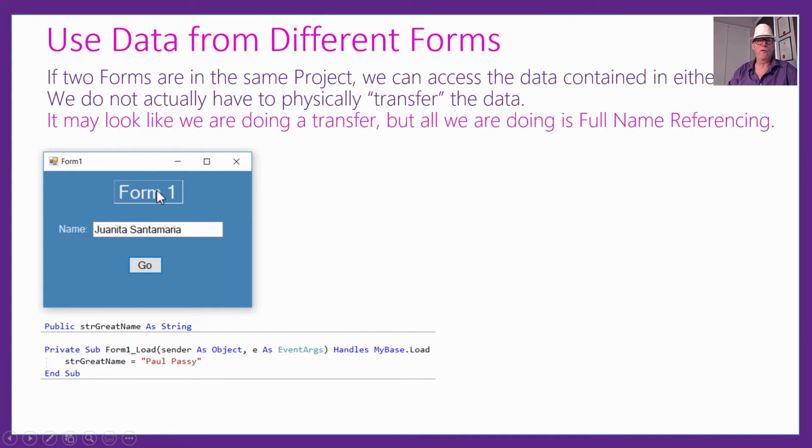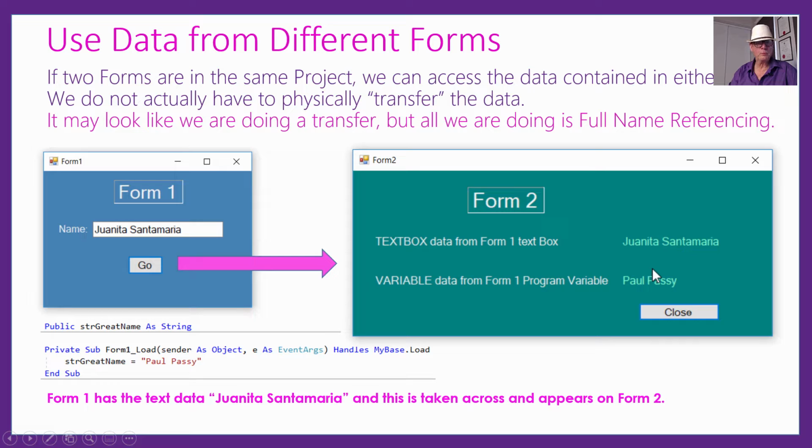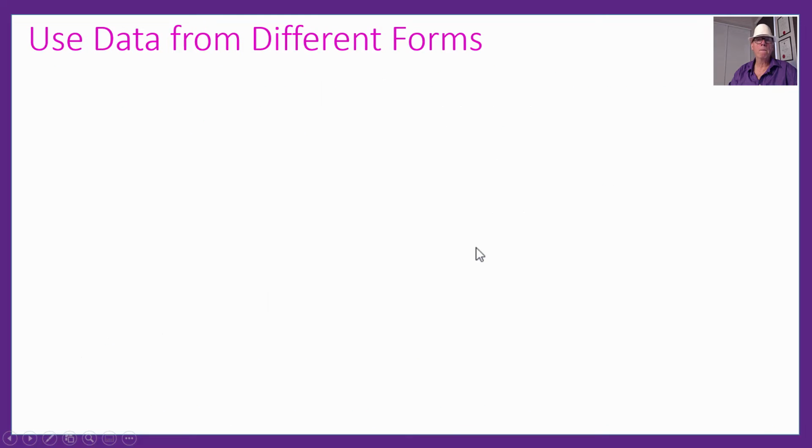Now, if we want to go to form 2 and bring that data up, and have it display Juanita Santa Maria on this other form, and also get what that variable data is, that can be done quite easily. What we can do is just have some simple code that references form 1. It does full name referencing, okay? So let's go have a look at the code now.